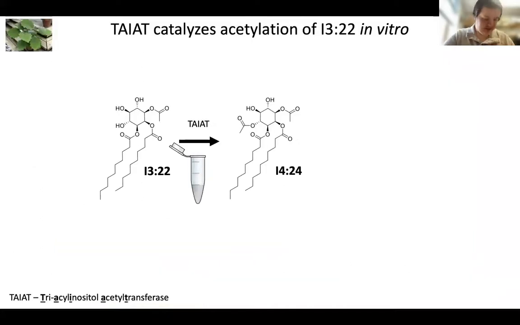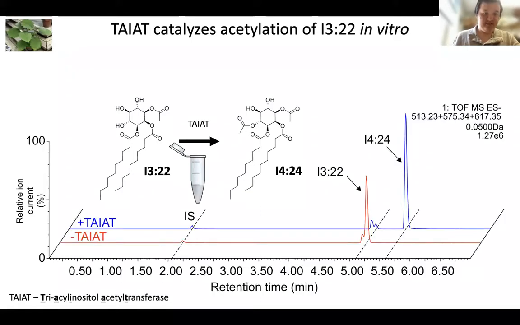Okay, so we had shown in vivo results that seemed to suggest that this enzyme was involved in acetylating triacyl inositols. If that was true, we hypothesized that the enzyme would be able to use the triacyl inositols in vitro. We purified this I322, this triacyl inositol from the plant, and we heterologously expressed TAIAT and found when we combined them in a tube, we saw substantial conversion from the triacyl to tetraacylated inositol, indicating that TAIAT is actually catalyzing the acetylation of this in vitro.